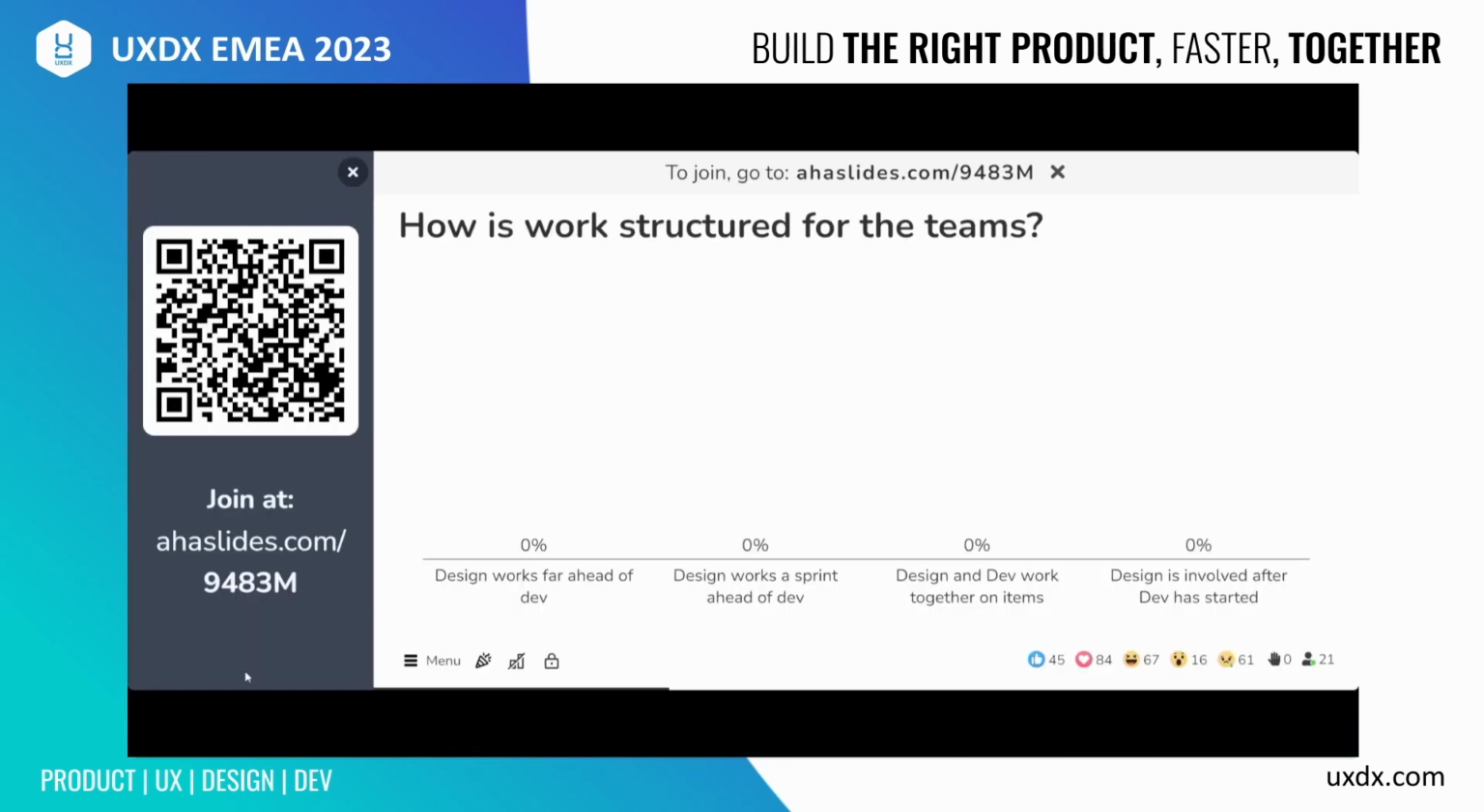I'm interested to know how work is structured for these teams. Again, get your phones out. There are a number of options here. Is it design works far ahead? I think we heard that a little bit a moment ago, where you work a couple of iterations or a couple of weeks ahead. Another option: design works a sprint ahead of dev. Or design and dev work on things together.